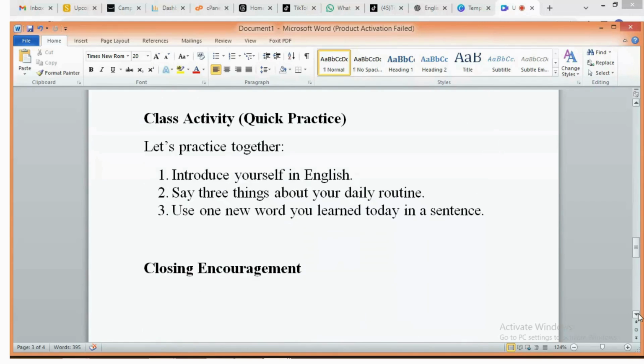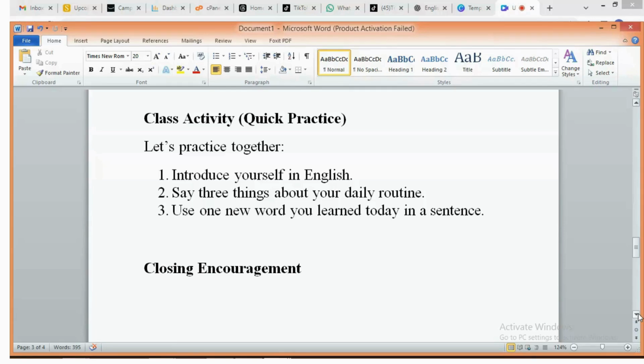Class activity, quick practice. Let's practice together. Introduce yourself in English. Say three things about your daily routine. Use one new word you learned today in a sentence. Can I introduce myself? I'm Evelyn. I'm from Austria.